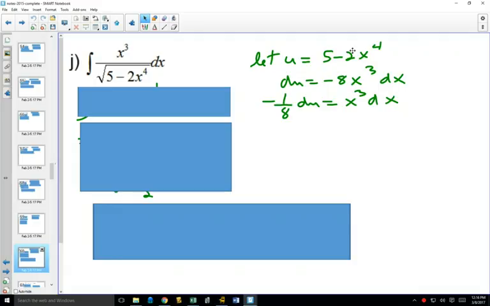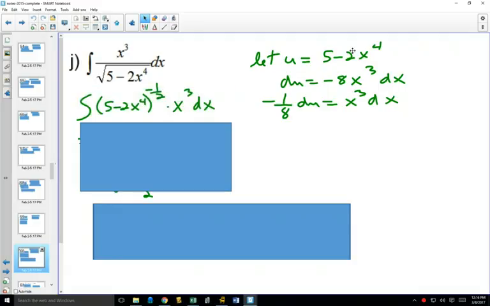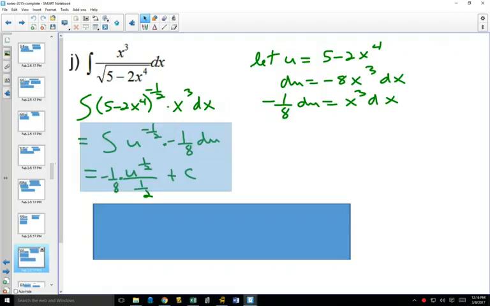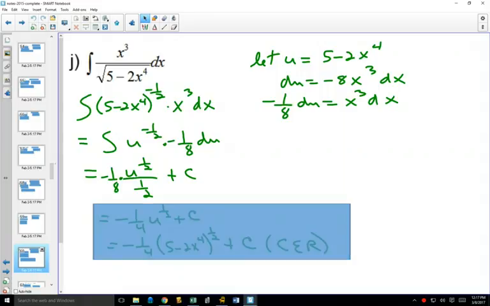So first thing to check, did you get your substitution right? And then simplifying it.